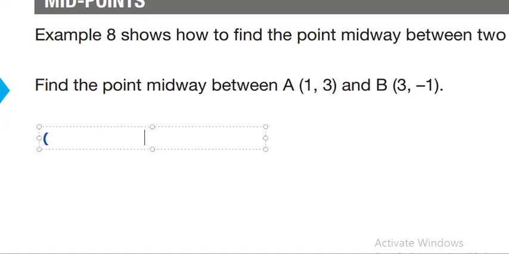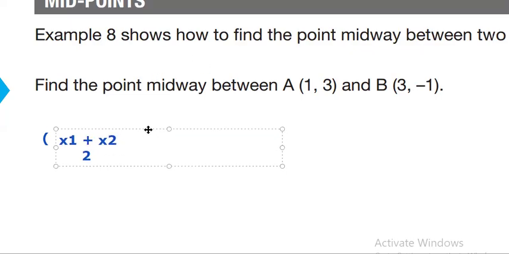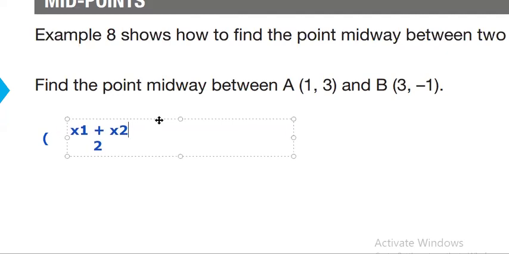Let's write them as a coordinate, like this. So add the x's. This means that x1 plus x2 over 2. And then add the y's and divide them by 2. Let's put this here. So let's say y1 plus y2 over 2. As we said, this is the rule that we use to find the midpoint between any two points.